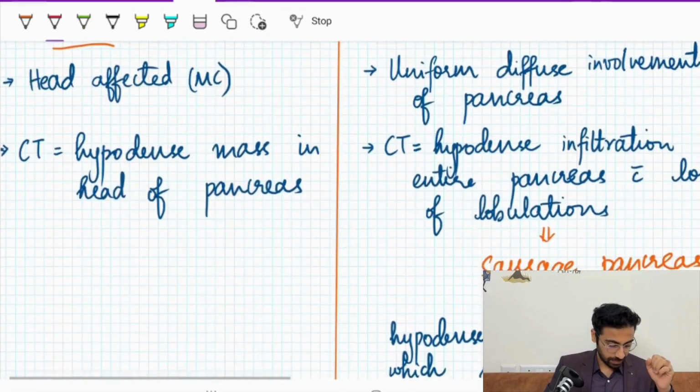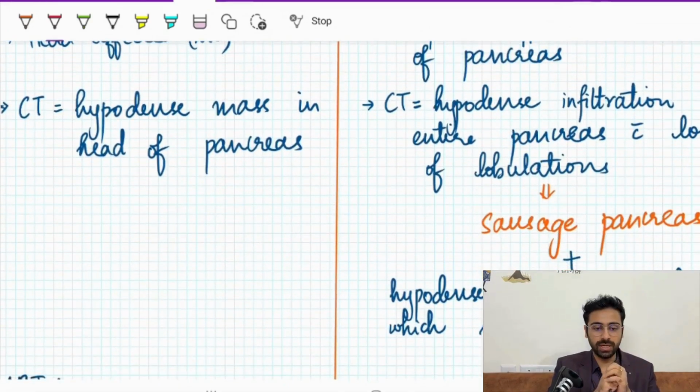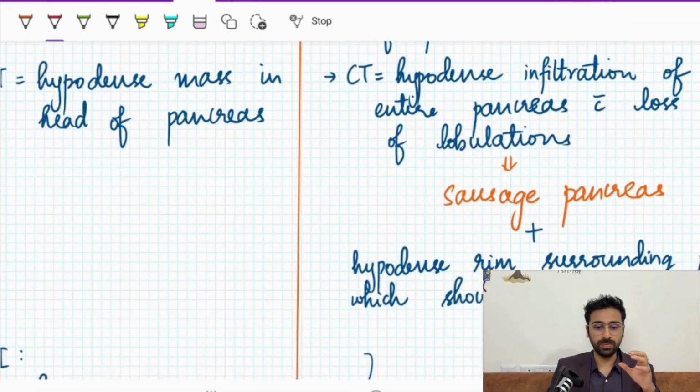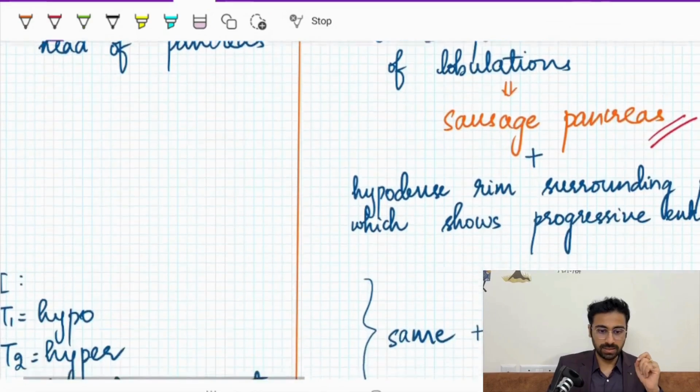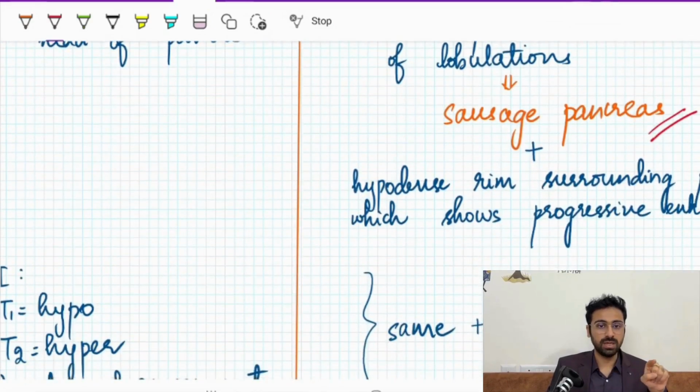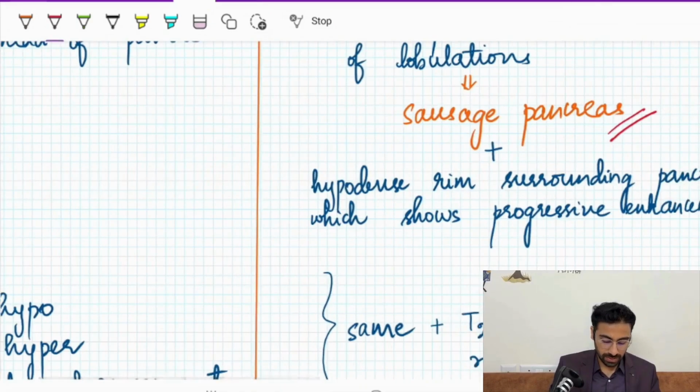On CT, in the focal variant, there is a hypodense mass involving the head, whereas in the diffuse variant, there is a hypodense infiltration that involves the entire pancreas with loss of lobulations of the pancreas. This has been classically described as sausage pancreas. Associated with the sausage pancreas, there is a hypodense rim that surrounds the pancreas, which shows progressive enhancement. This is known as the hypodense rim sign.